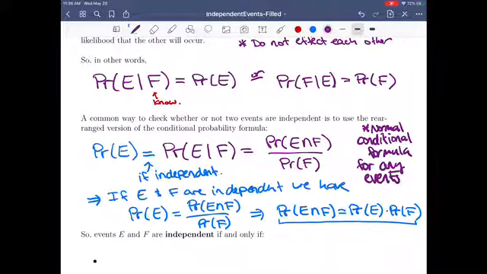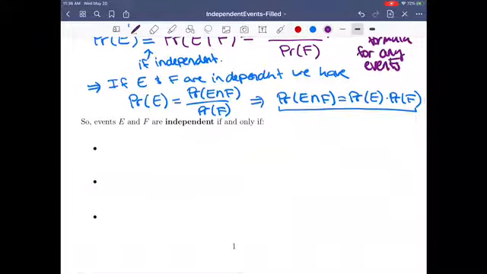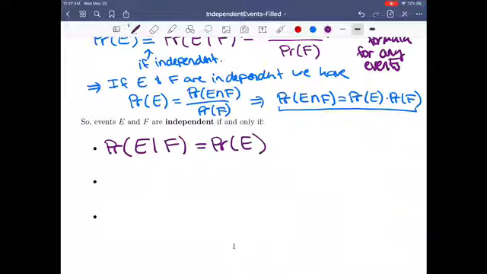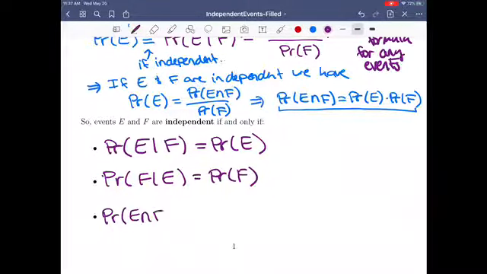This is what is often used to check whether or not things are independent. So I'm just going to rewrite all of this. Events E and F are independent if and only if any of these three things are true. If they are independent, then all three of these things are true. The first is that the probability of E given F should be equal to the probability of E. Or the other way around, the probability of F given E should be equal to the probability of F. Or this last one that we just found, the probability of the intersection should be equal to the probability of E times the probability of F.